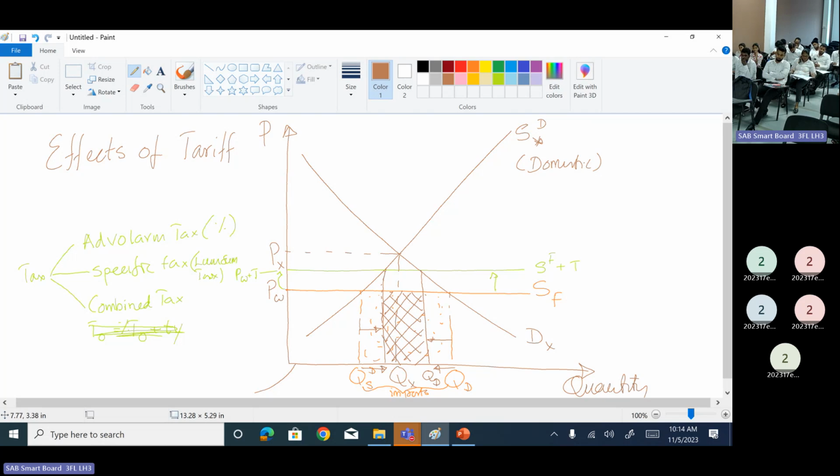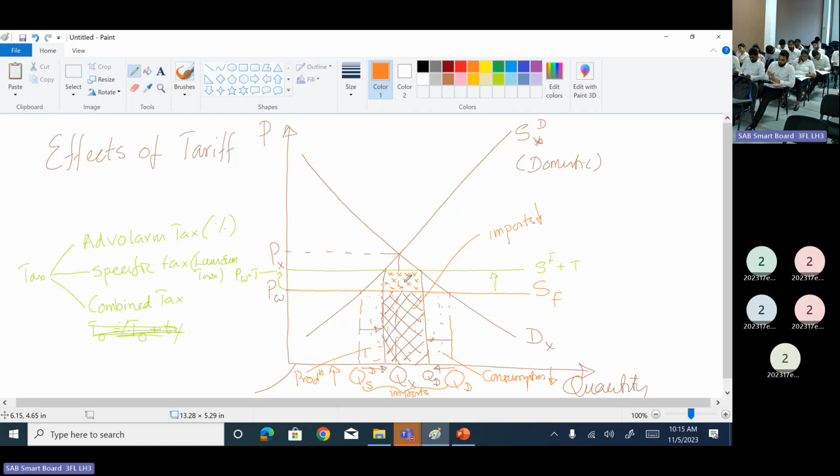That is happening, right? Now, what is this? So this is the import quantity. This is the consumption. It decreases. Imports also decrease. With the production, production increases, no? Domestic production increases.